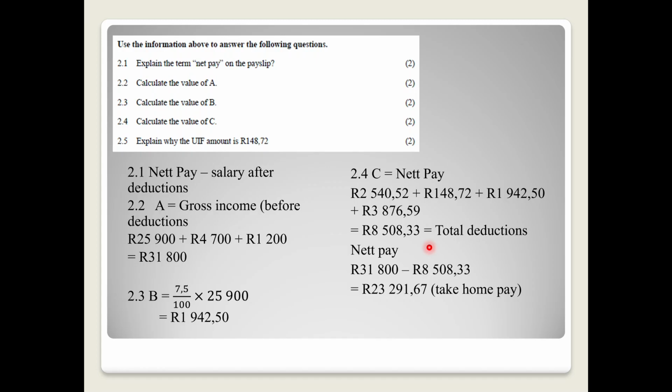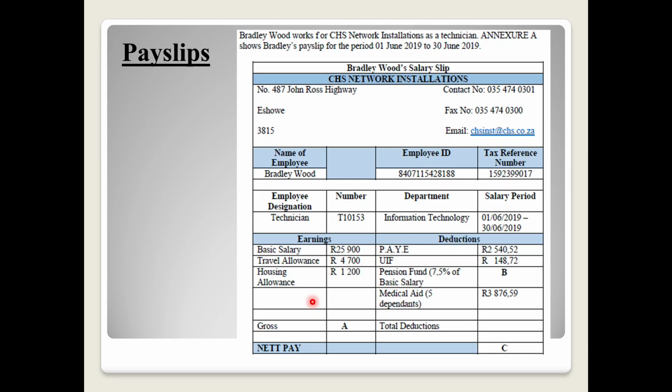In other words, what does he take home? What will be paid into his bank account? That's R23,291.67. So it is important to understand the salary slip and how it's going to link up with the tax.